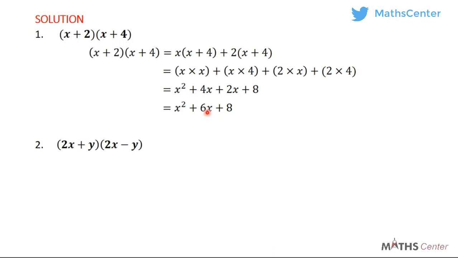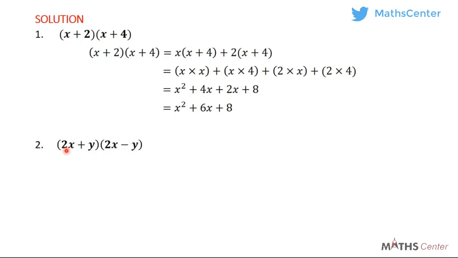Now move on to the next example. We have 2x plus y in one bracket, then 2x minus y in another bracket. So just as we did in this case, we take what is in the first bracket, the first term here, we distribute it over everything here. Then we take the second term and distribute it over everything here.